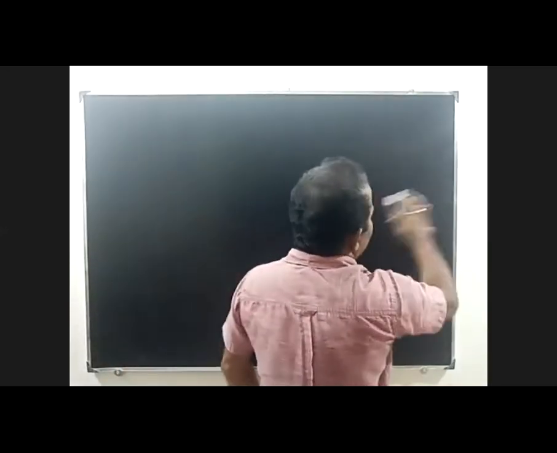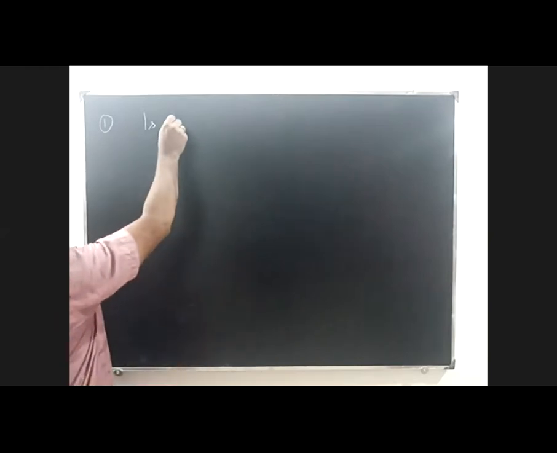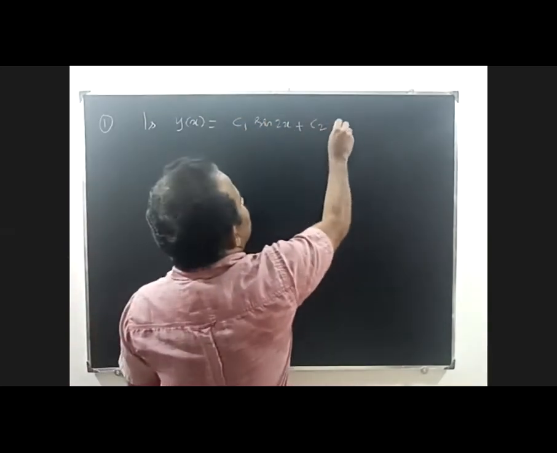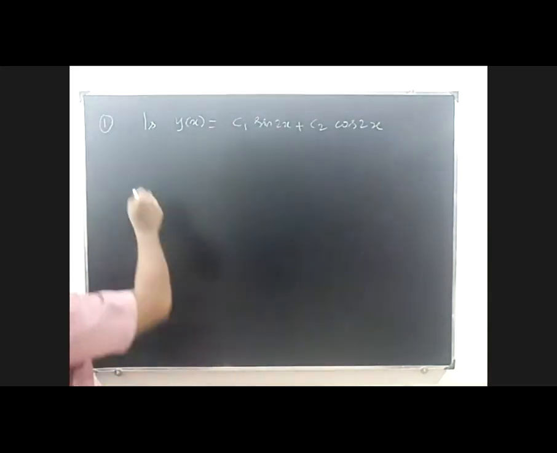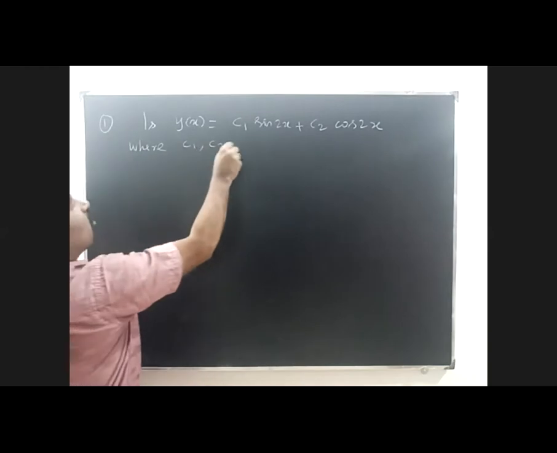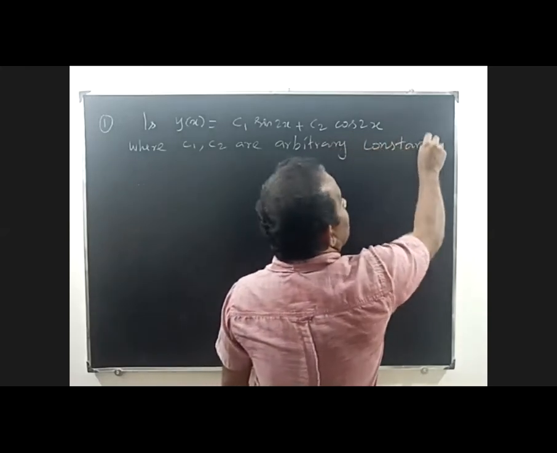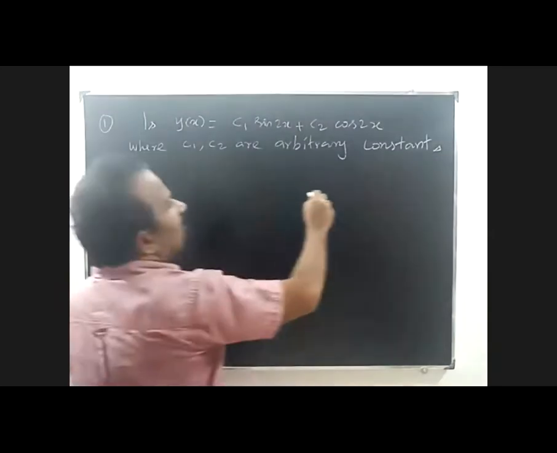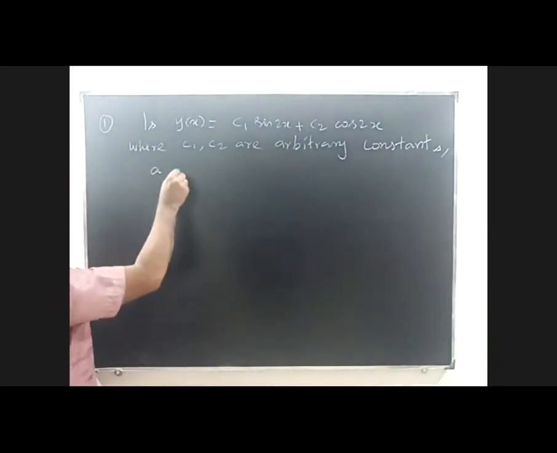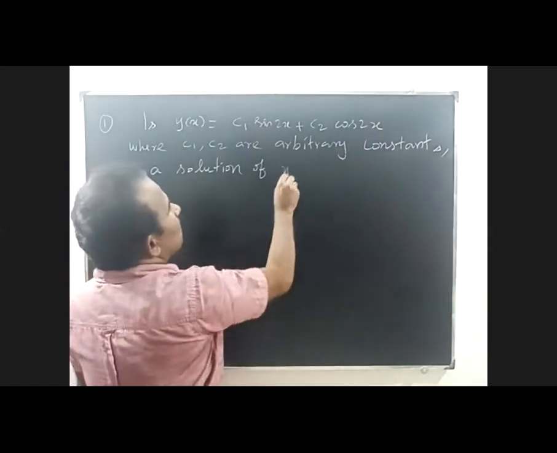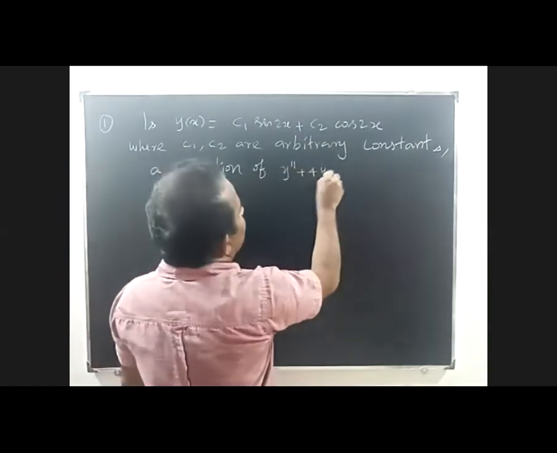Now, I'm asking one question. y of x is equal to c1 sin 2x plus c2 cos 2x, where c1 and c2 are arbitrary constants. So is y of x a solution of y double dash plus 4y equal to 0?